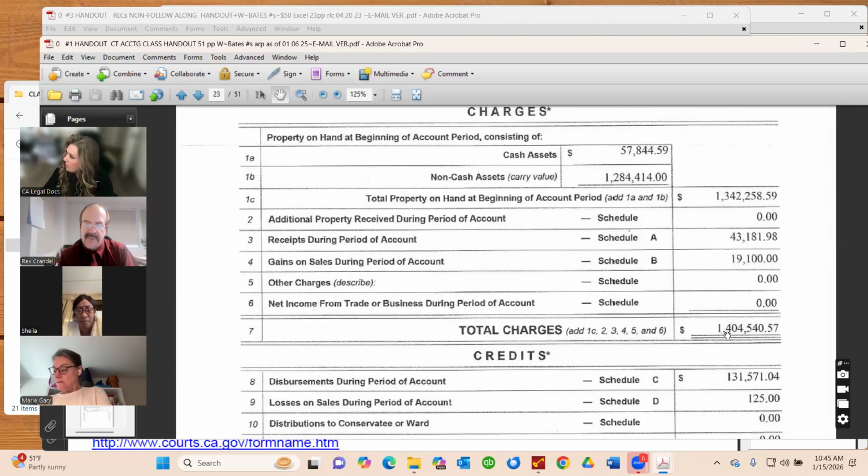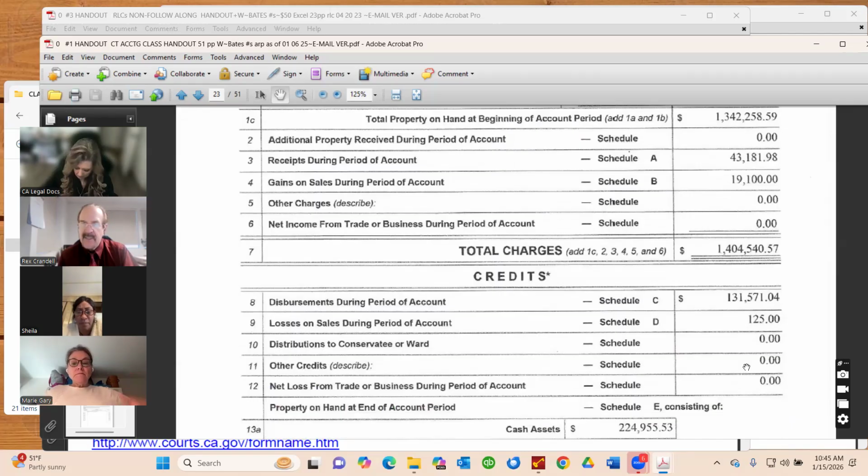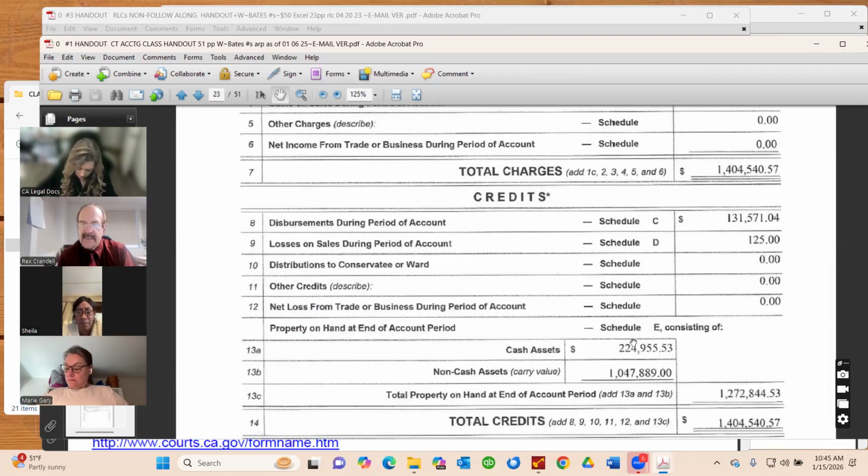Now we'll be going through the subschedules for the income coming in, and there's a lot of them, and then disbursements, and then the ending assets. It's kind of like the inventory and appraisal. You list the details of all your cash assets, the details of your non-cash assets at the end of the accounting period, and then that's available at the end of the accounting period. And your goal during all the accounting is making line 7 match line 14. If it doesn't match, then you're not done. Don't bother turning it in. That's the first thing they look at. Does it balance?